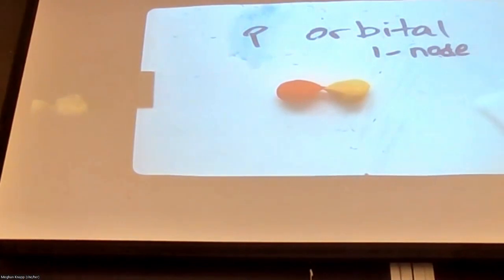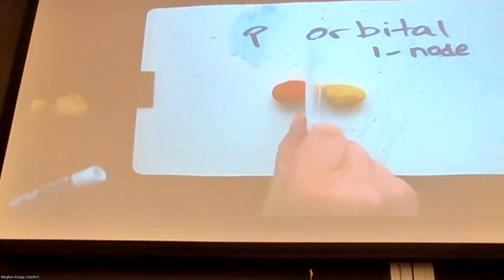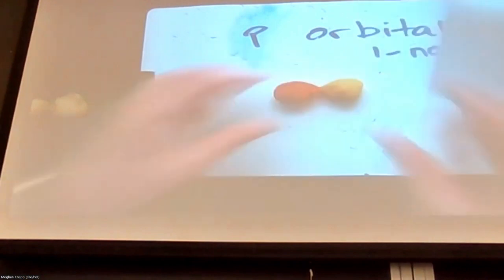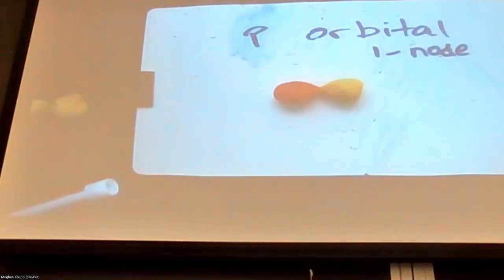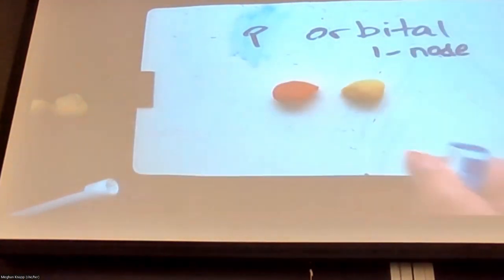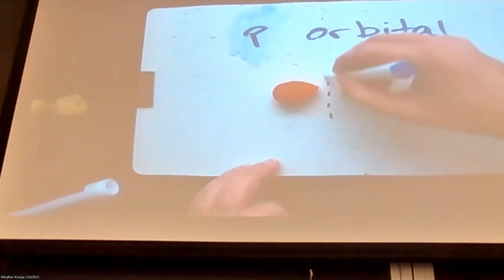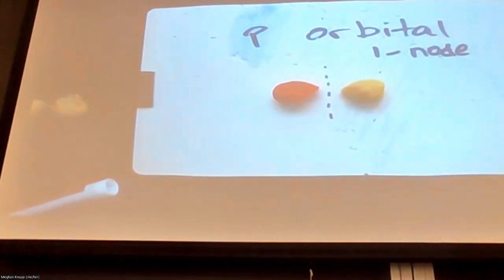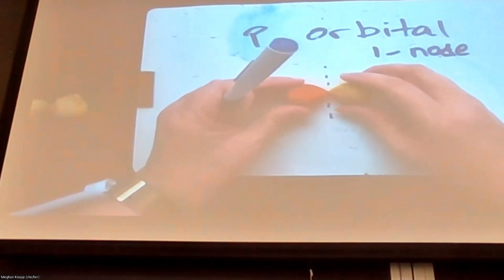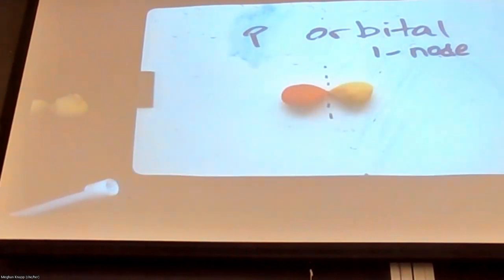And that node is where I can take this divider, put it right down the middle, and I'm not chopping into my Play-Doh at all because I'm coming right in between those two pieces. Sometimes we will draw a node as a dotted line. So you might see something like that. So your orbital would come to a point where that dotted line is.